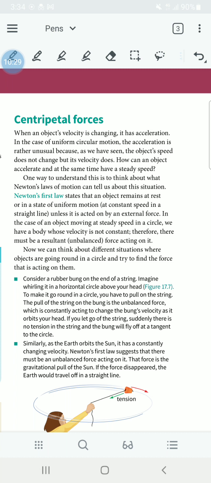If this force was to be taken away, the object that had been moving in a circular pathway would continue to travel in a straight line, creating a tangent to the circle at the point when it lost the centripetal force.